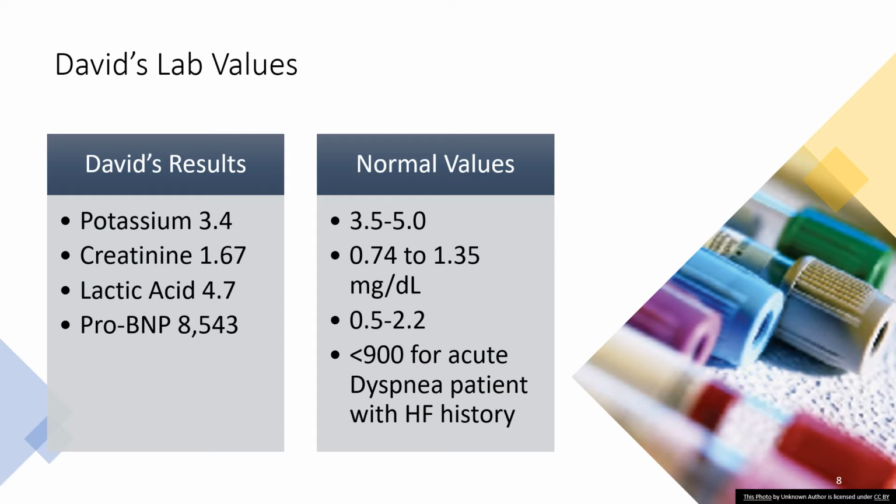His pro-BNP was 8,543. With patients of known heart failure, it needs to be less than 900. So his is quite elevated. This is due to the myocardial wall stress. The natriuretic peptides are secreted into the blood in response, and that is why his are elevated. He has been diagnosed to be in an acute congestive heart failure event, which is why that is elevated.